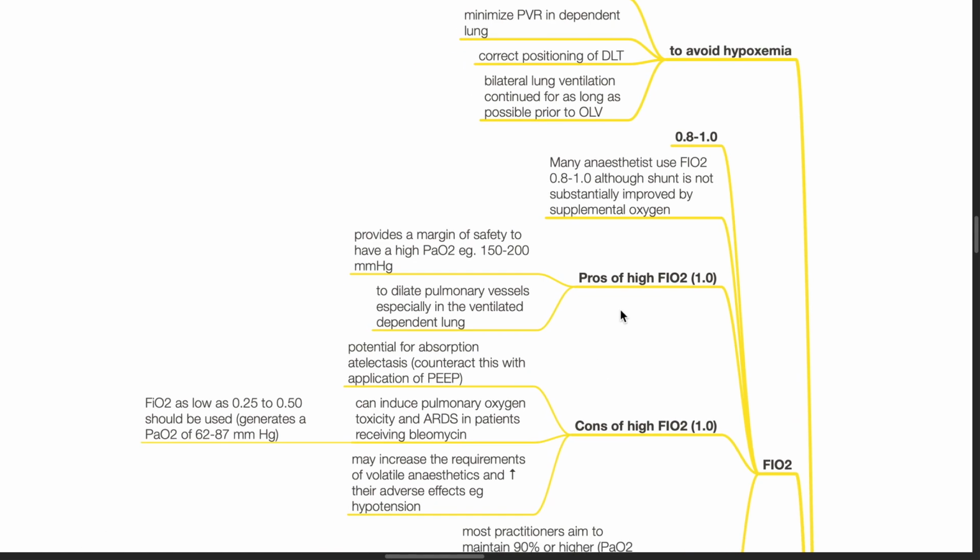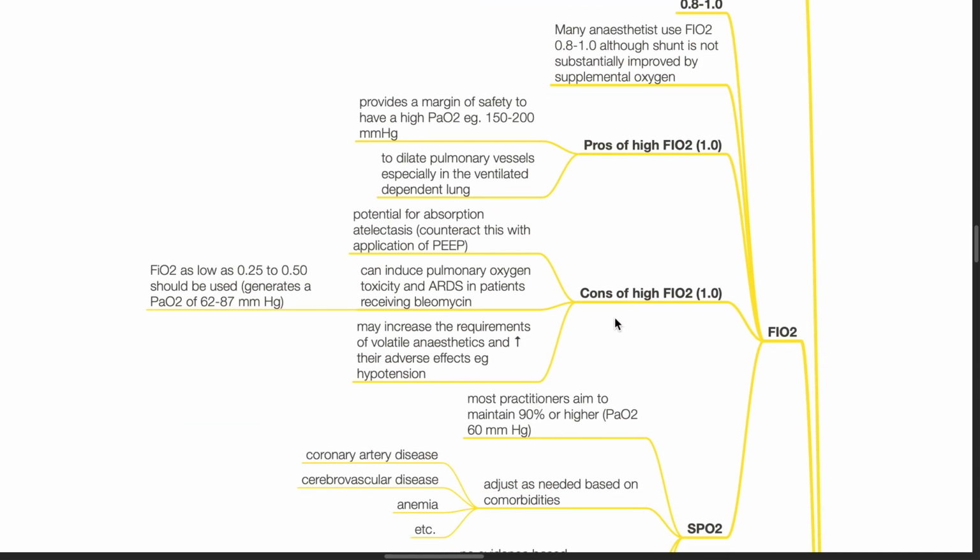Pros of high FiO2: it provides a margin of safety with a high PaO2 of 150 to 200 mm mercury and dilates pulmonary vessels, especially in the ventilated dependent lung. Cons of high FiO2: there is potential for absorption atelectasis. Counteract this with application of PEEP.